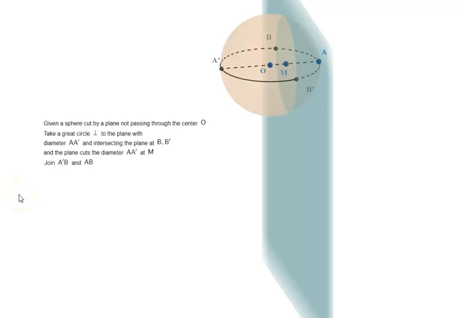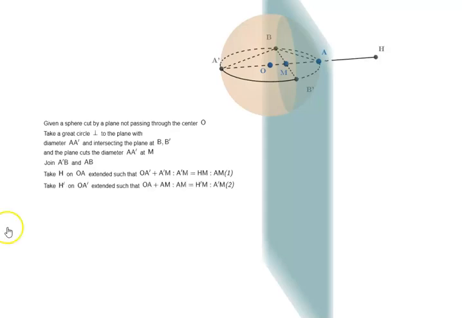Now join A'B and AB, and let's join BB' as well. Now take H on OA extended such that OA' plus A'M is to A'M is equal to HM is to AM. So you know by now where we are heading. Again, take H' on OA' extended such that OA plus AM is to AM is equal to H'M is to A'M.